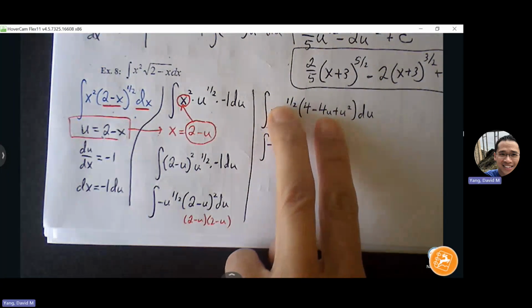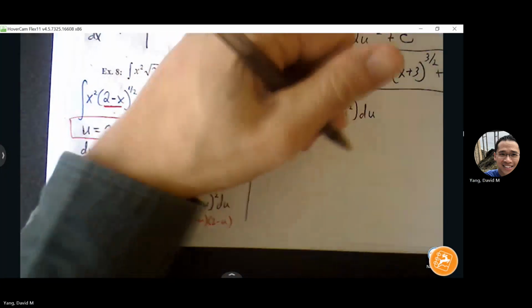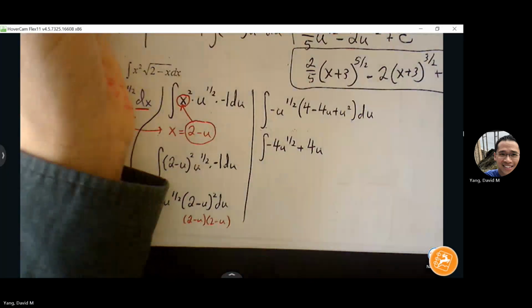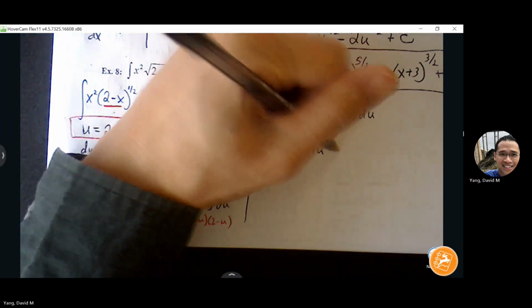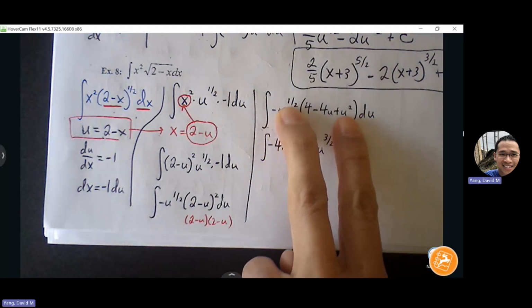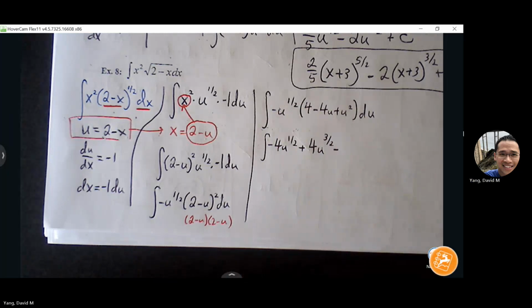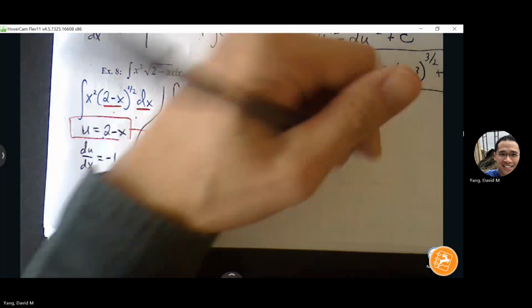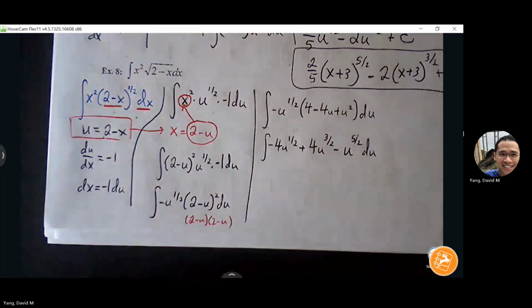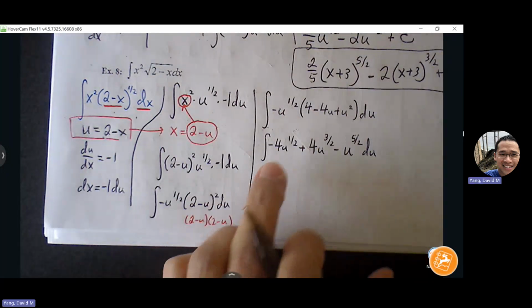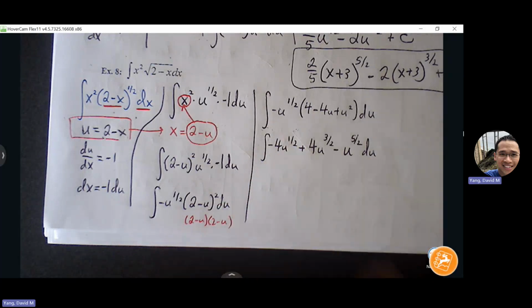Okay, what's u to the 1/2 times u to the first power? Yep, 3/2. And then last one, u to the 1/2 times u to the 2 is, yeah, 5/2, right? 1/2 plus 4/2 is 5/2. Okay, so now we're ready, right? Power rule for each of the terms. Add 1 to the exponent, divided by the new exponent.